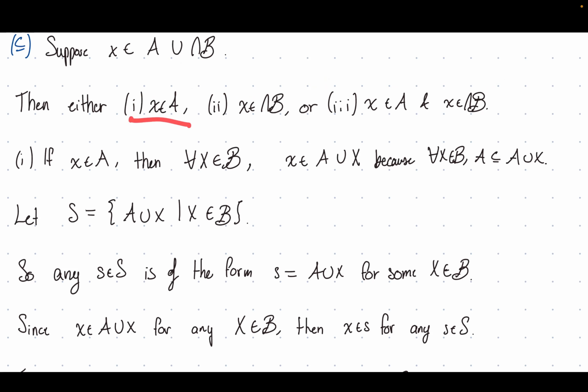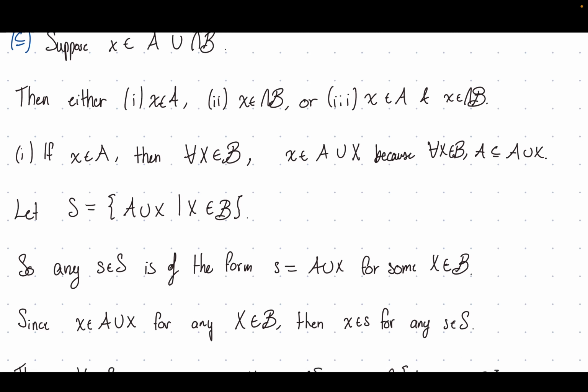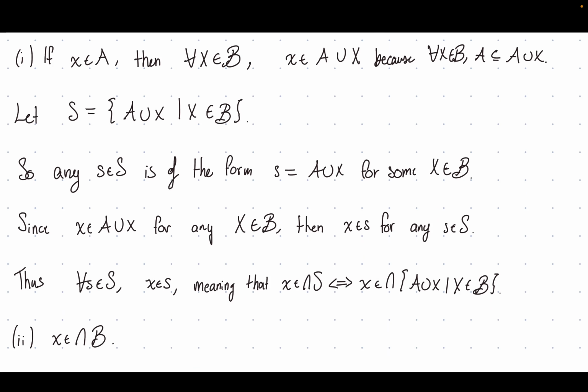The first one is that x is in A. And if x is in A, then you can just pick any big X in B. And since A is a subset of A unioned with anything, then little x is going to be in A union X. So that's one case down. And then what we did was rename this set to a more simple letter to work with.